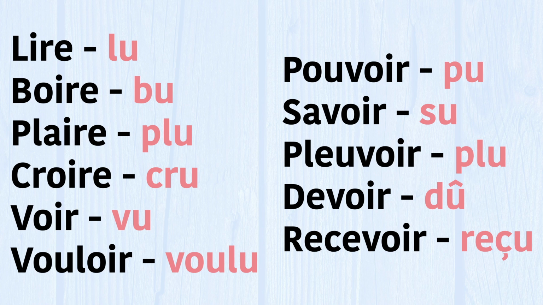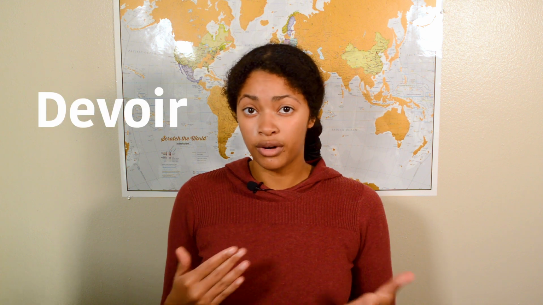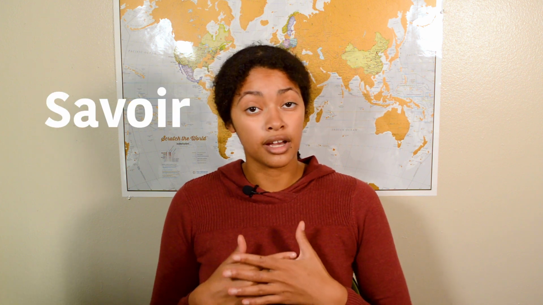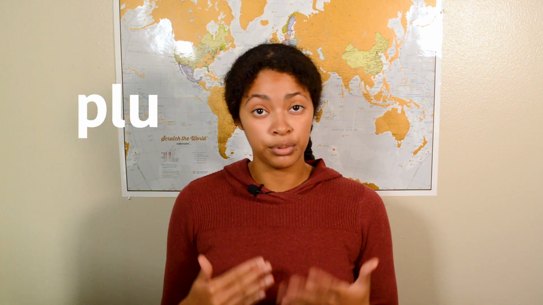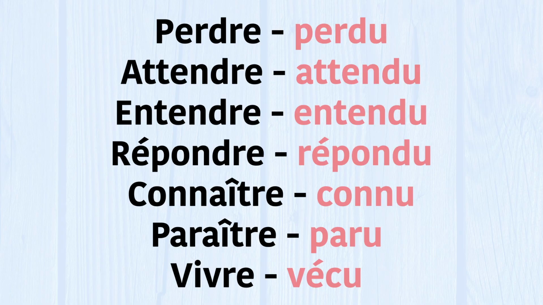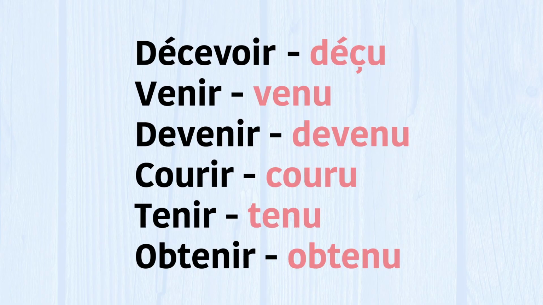Sorry about that. First up, we've got the past participles that end in the letter U. As you can see, we have both IR and RE verbs scattered throughout this, but the first list is lire, boire, and other verbs that end in voir. And they tend to be short. Devoir becomes dû, savoir becomes su, and pleuvoir becomes plu. And then we have all of these words that have roughly similar endings, and they also all end in U for their past participle.